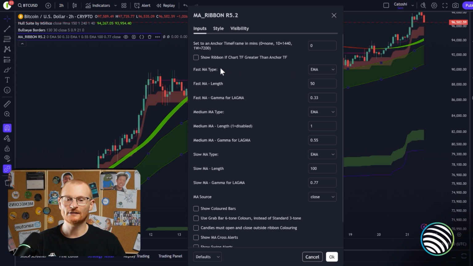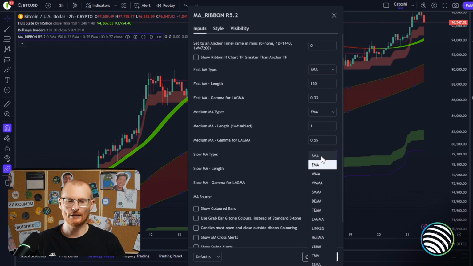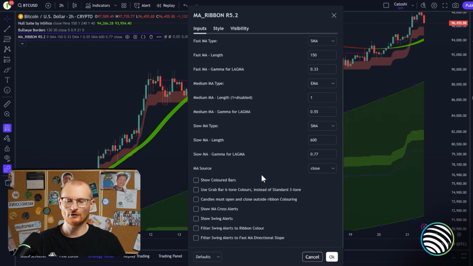We'll set fast MA type from EMA to SMA, length to 150. We'll set slow MA type to SMA, length is 600, and scroll on down and toggle on Show MA Cross Alerts, and now just click OK.